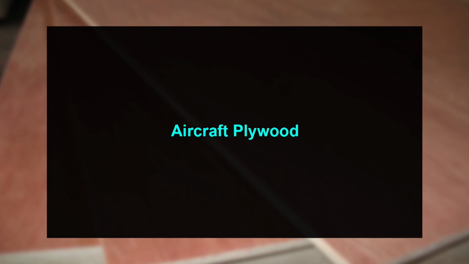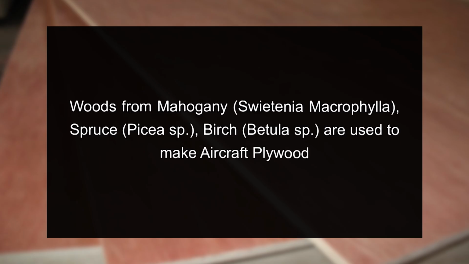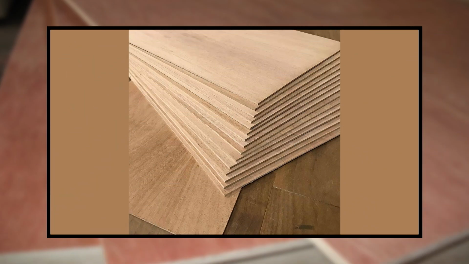Now let's talk about aircraft plywood, which is designed to meet strict aviation standards and ensure safety in aircraft construction. Woods from mahogany, spruce, and birch are used to make aircraft plywood. African mahogany gives usable structural aircraft plywood. Among birch trees, European birch is good. This type is famous for its strength.